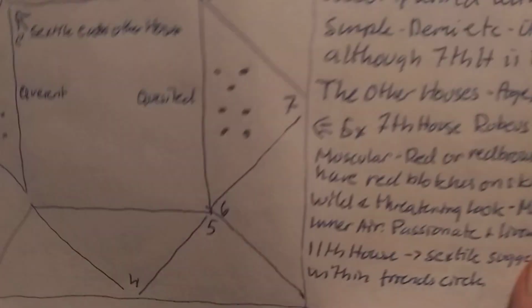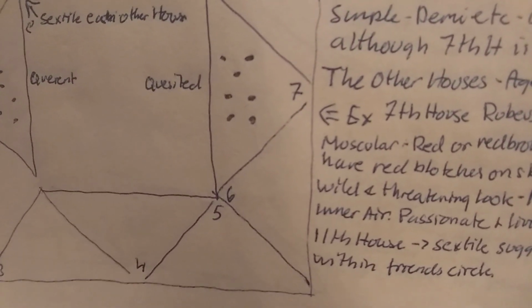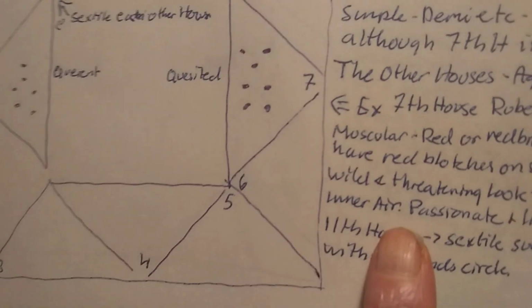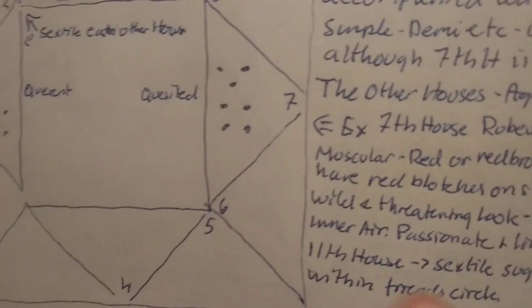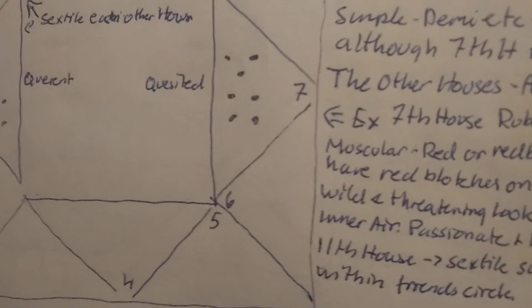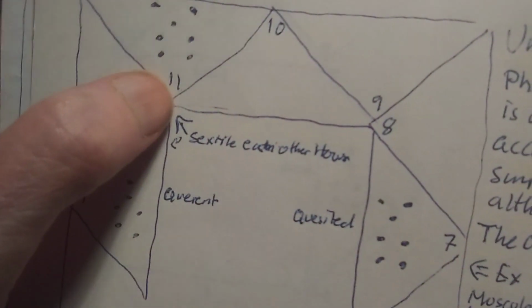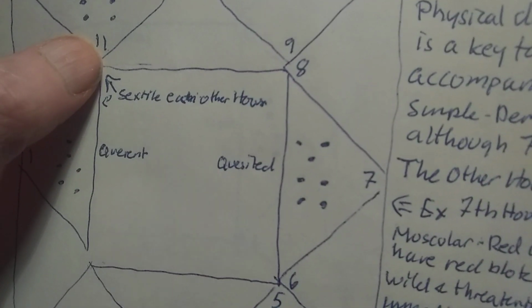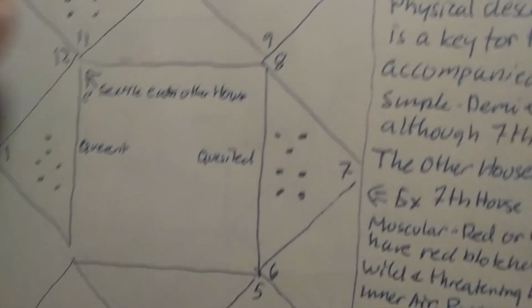And it's Mars, Scorpio, and water is the outer element and the inner element is air. I'm passionate and living life and exploring things. And then I appear again in the 11th house, sex styles against a friend or within a friend's circle.